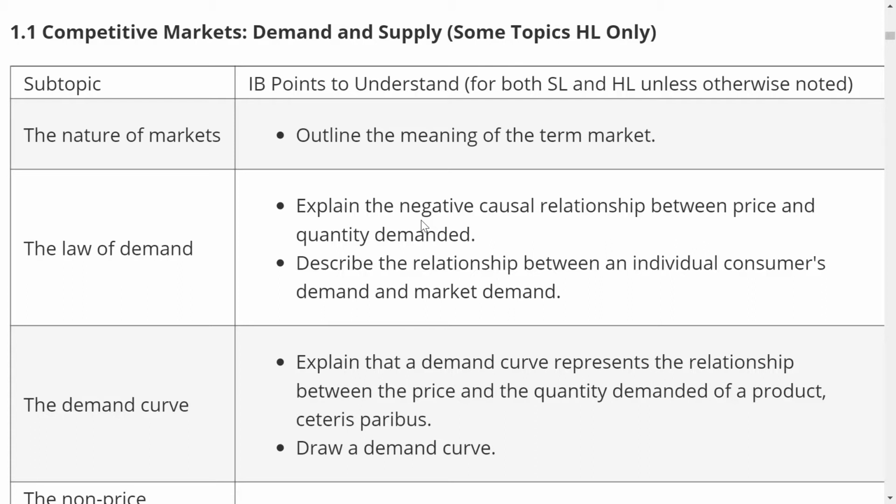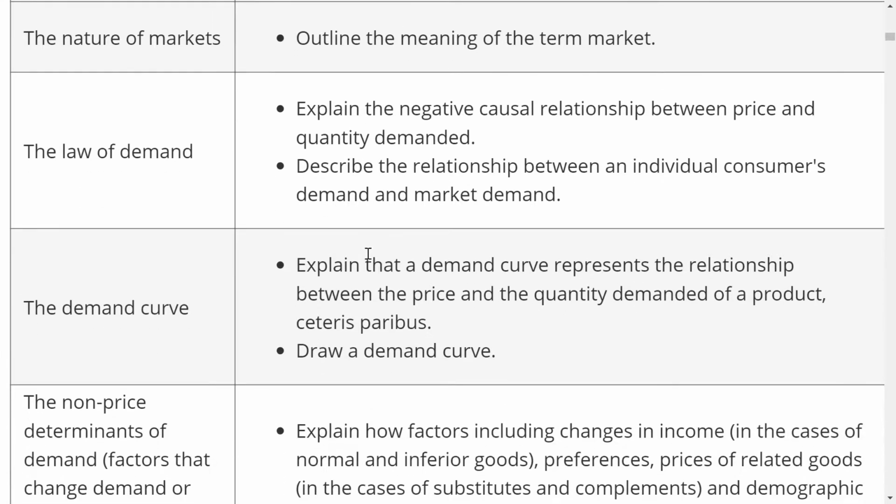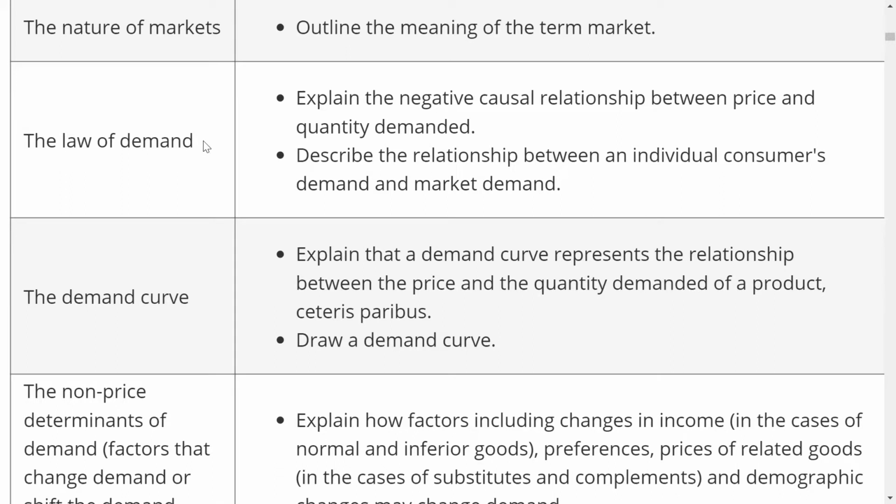The first unit you're going to be going through is competitive markets, demand and supply. The first subtopic you need to know is the nature of the market. Outline some terminology, for example, production possibility frontier. You need to be able to understand scarcity and marginal utility. These are some characteristics of the market you have to understand. So that's the first topic.